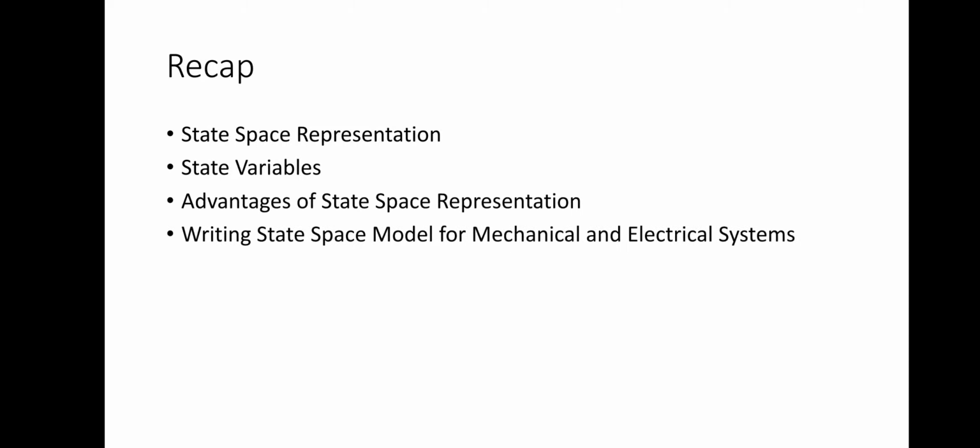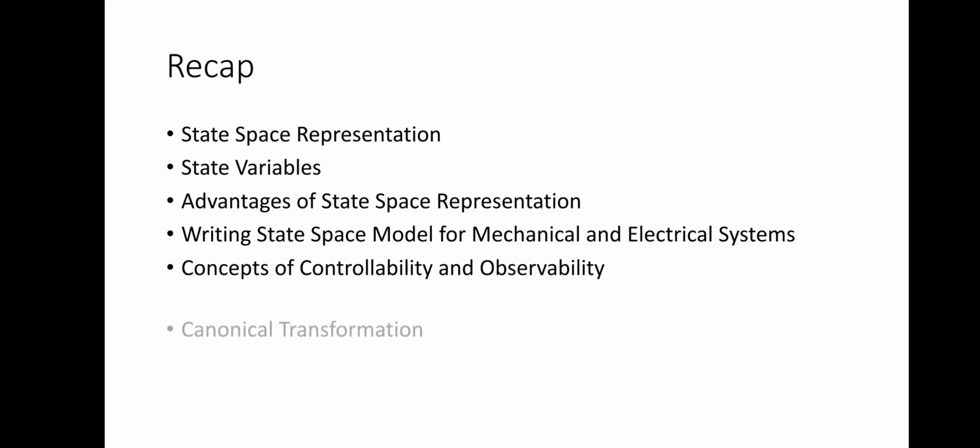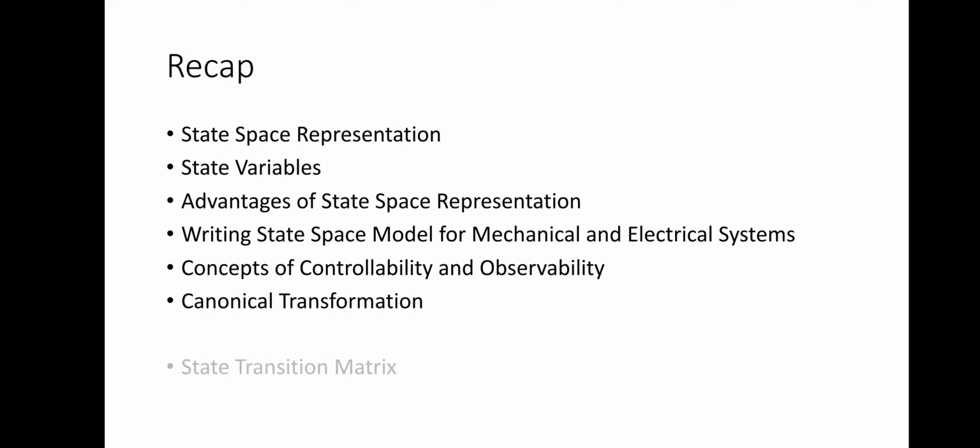First we have discussed state space representation, what state variables are, and how we can choose state variables for a system. We have discussed the advantages of state space representation over the transfer function approach. Then we have learned to write state space models for mechanical systems and electrical systems. And we have discussed the concepts of controllability and observability, and we have obtained the controllability and observability of systems using Kalman's test and using canonical transformation. And we have computed the state transition matrix.